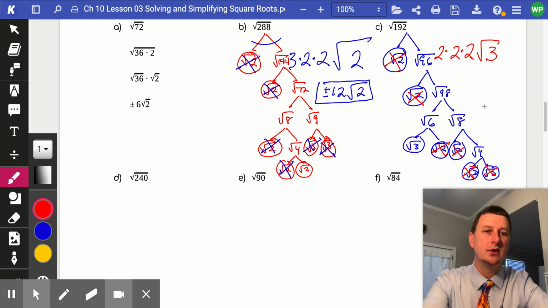Now on the outside, we have 2 times 2 times 2. That will be 8, radical 3. And don't forget, every radical has a plus or minus answer. So we have plus or minus 8 radical 3.